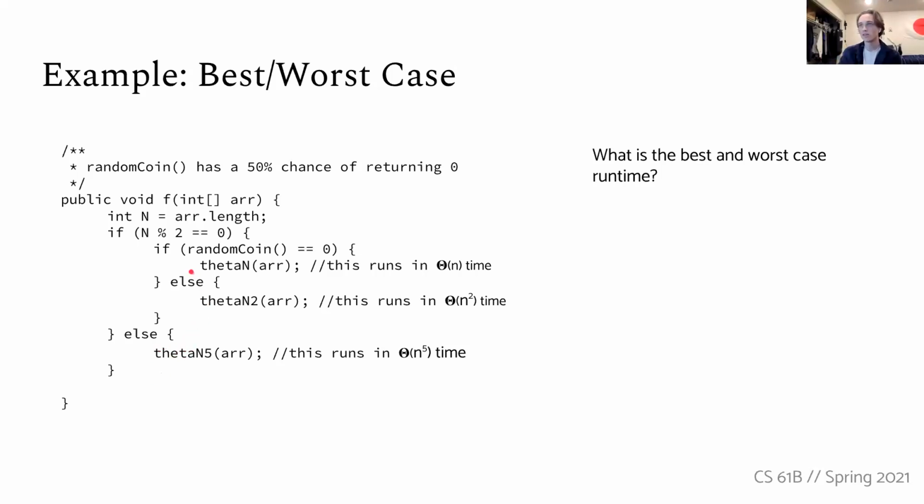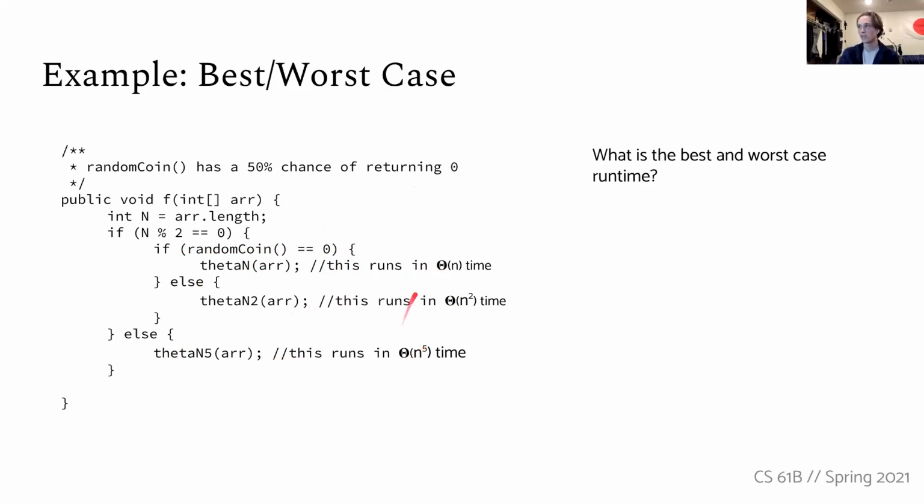Then, looking in the if statement, we have another if statement. If random coin, which has a 50% chance of returning 0. So this is all random based. If random coin is equal to 0, we do some program or function call that does theta of n work. Else, we do theta of n squared work. And in our else statement, we do theta of n to the 5 work.